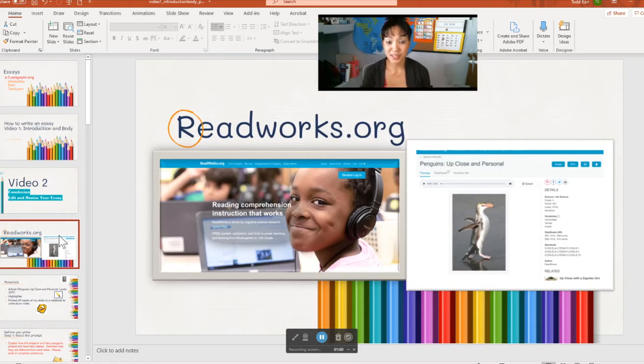We will be using the readworks.org website. Get a free account and you can read articles for free.